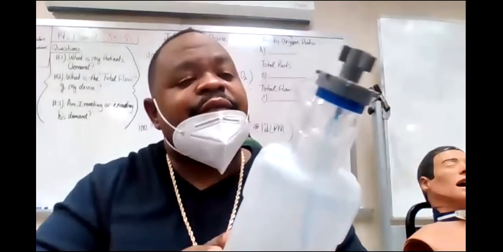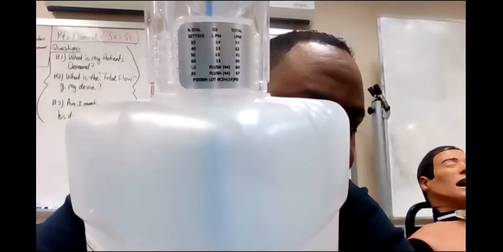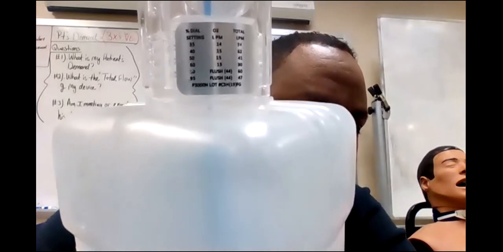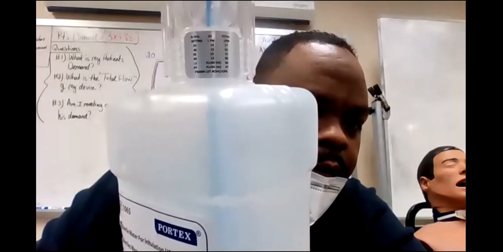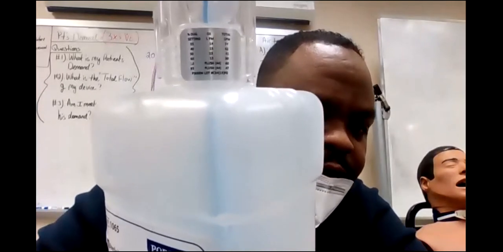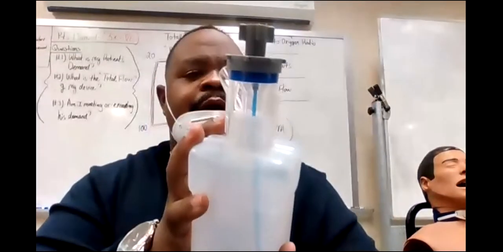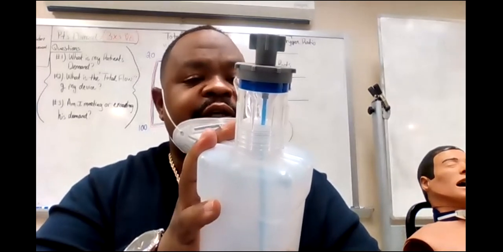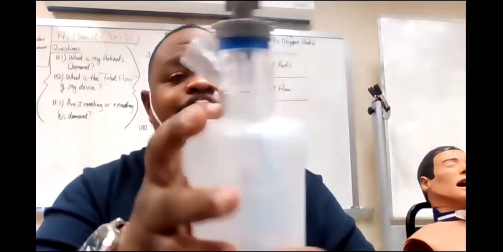All right, now this one even tells you the total flow. You see that? You might not be able to see it, but look at the silver. See the silver? If you look at the silver, for instance, this first one says dial-in setting 35%. At 14 liters per minute, it should give me a total flow of 74. That's what it says up there.